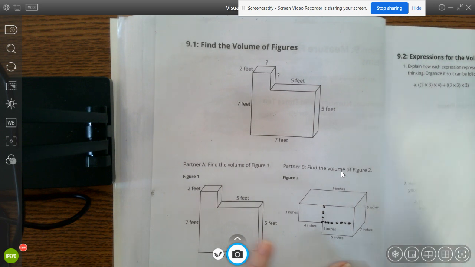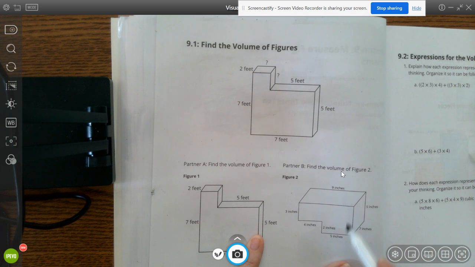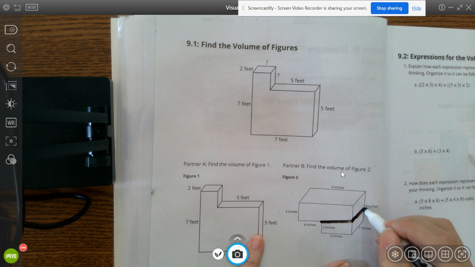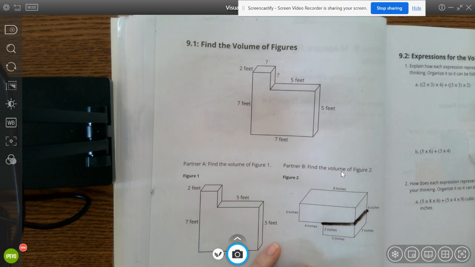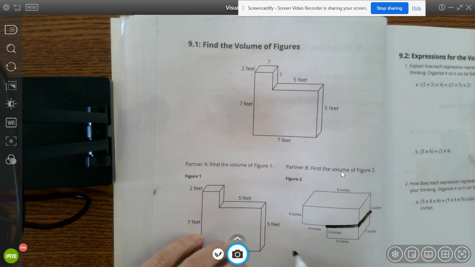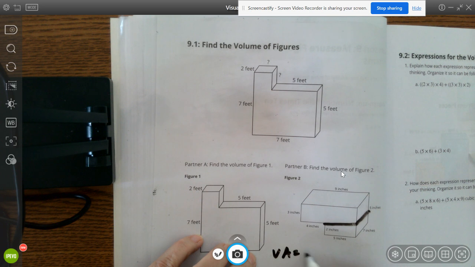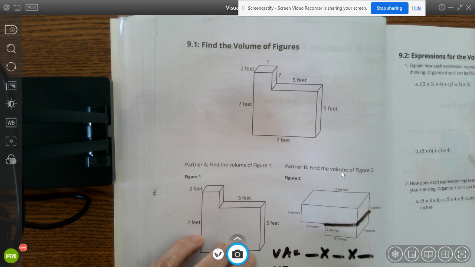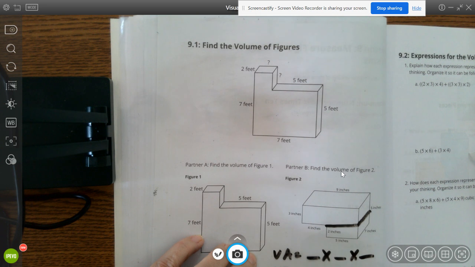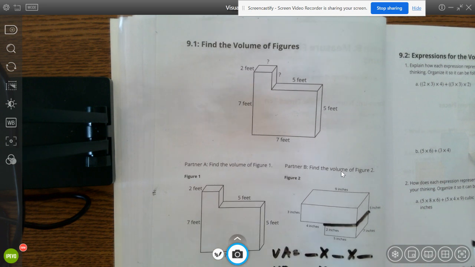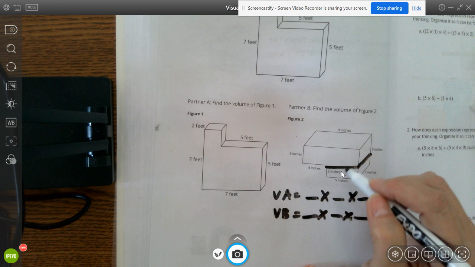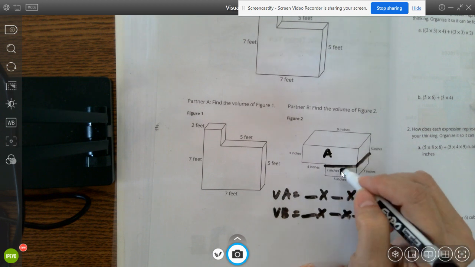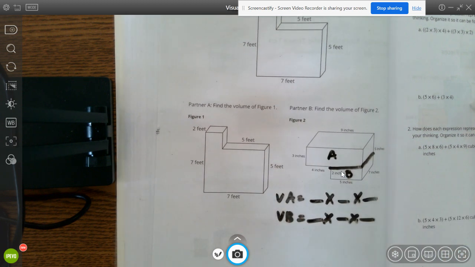So I'm going to start today with breaking it this way. And I'm actually going to draw my line all the way across like that. So please do that right now. And I want you to write volume of A equals blank times blank times blank, and volume of B equals blank times blank times blank. And I'm going to label them A and B. You have to label your boxes so you can see which one is which.